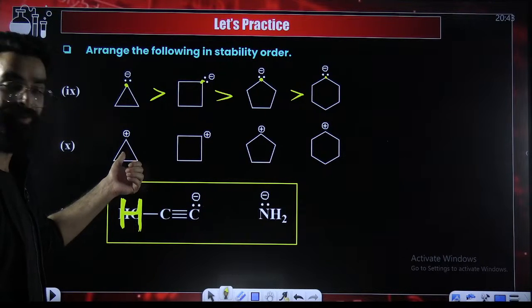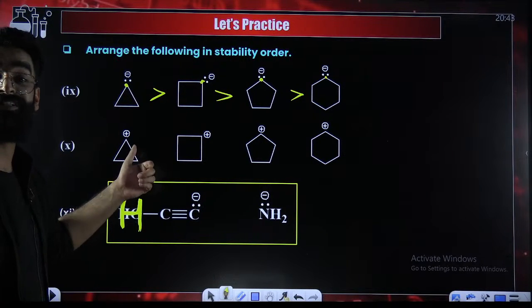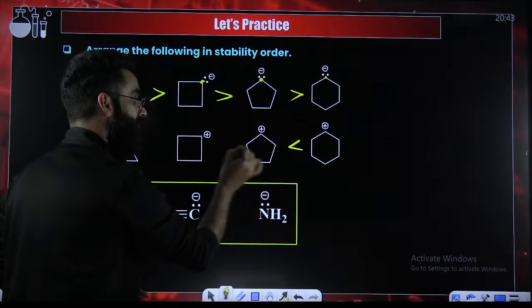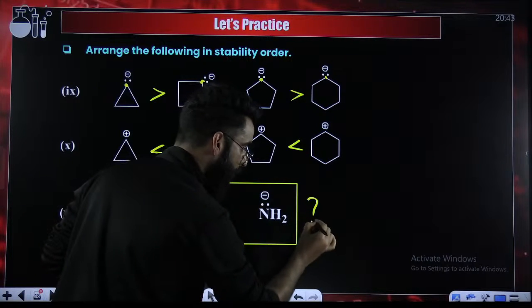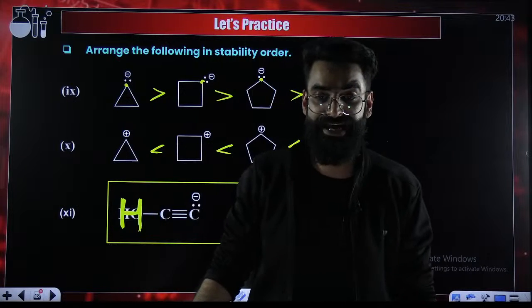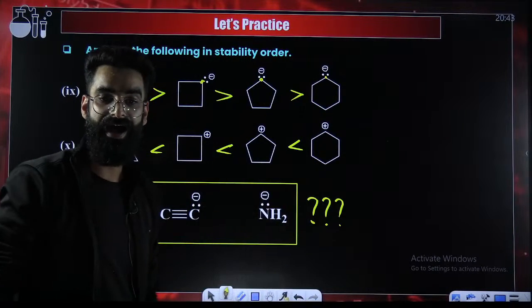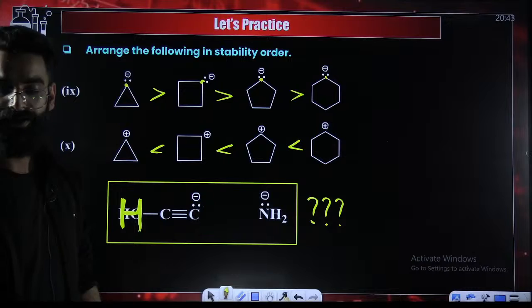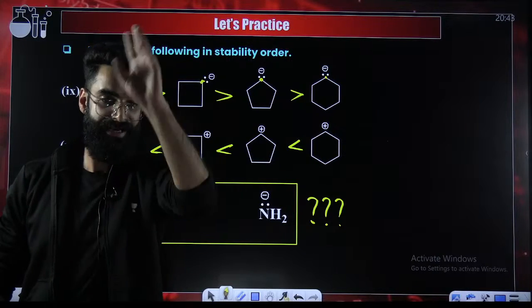Talk about this one. Positive charge is more stable on less electronegative. Right? So, this is the stability order. And this is your homework question. I believe whatever things I told you right now are absolutely clear to every one of you. If yes, let me know in the chats.